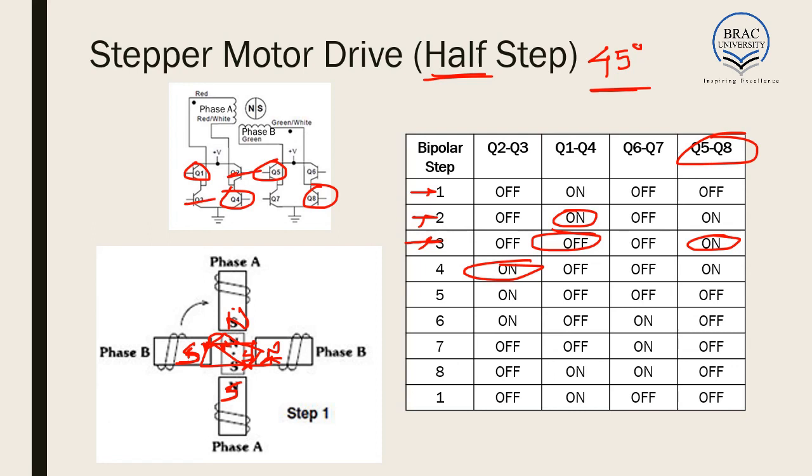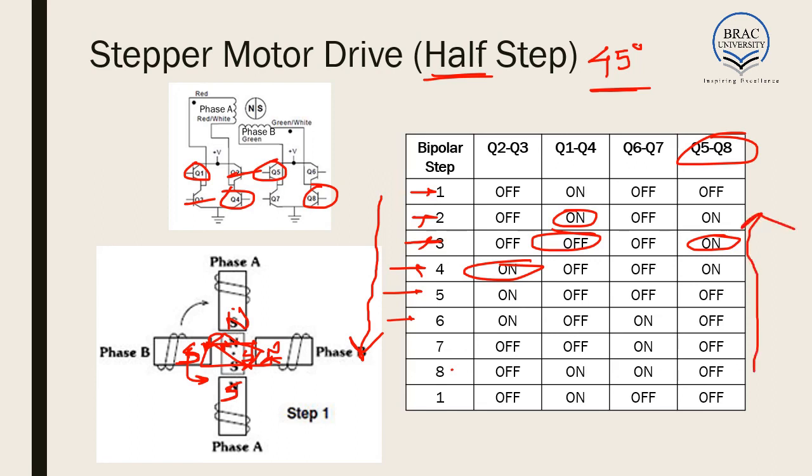If that is done, it will move another 45 degrees, and as a result, in 8 steps, it will move through 360 degrees, and moving through 360 degrees, it will complete one entire circle. So if we want to move in counterclockwise direction, we follow this switching pattern. If we want to move in clockwise direction, we follow this switching pattern.